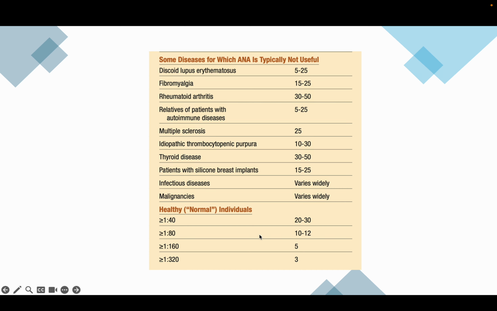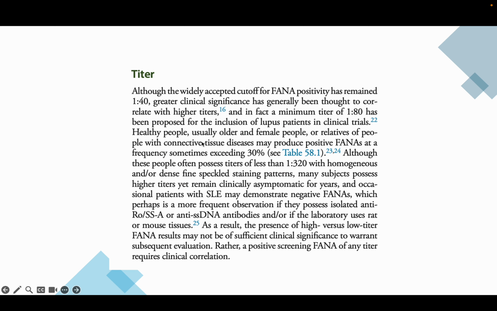That way you can decrease the false positivity at these titers. 1:40 you can interpret especially in pediatrics, but in the elderly especially 1:80 or 1:160. In pediatrics, 1:40 might also be significant in a few cases. So this is one more important thing. Healthy individuals, usually older and female people, or relatives of people with connective tissue disease, may produce a false positive ANA at a frequency sometimes exceeding 30%. Although these people often have titers of less than 1:320, with a homogeneous or dense speckled pattern. Generally you find a dense speckled or homogeneous pattern in them.